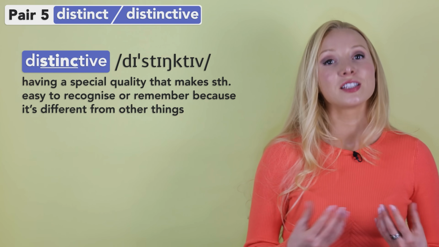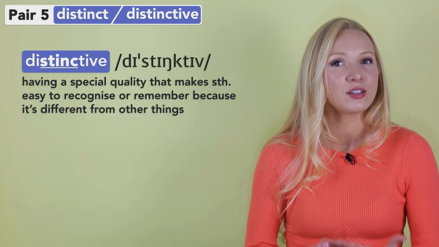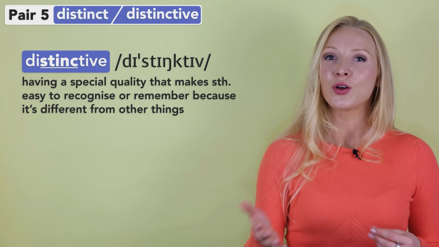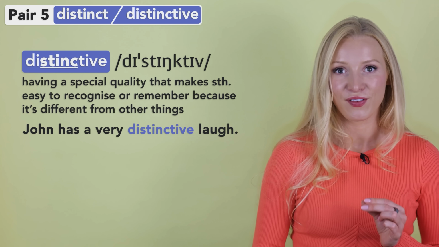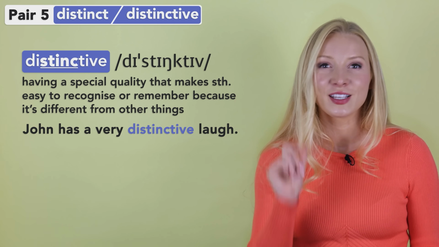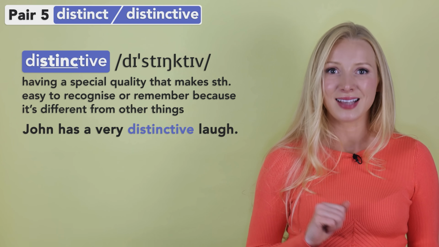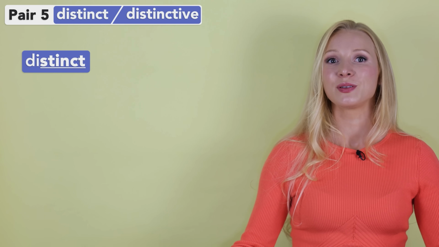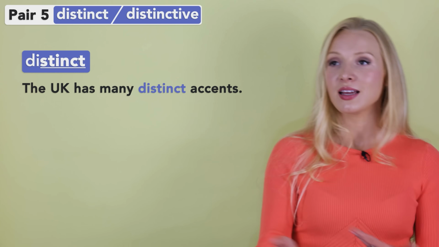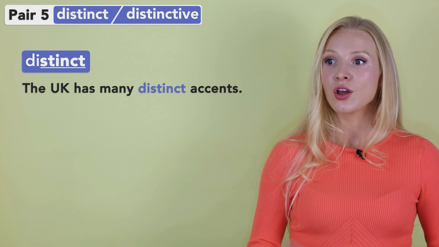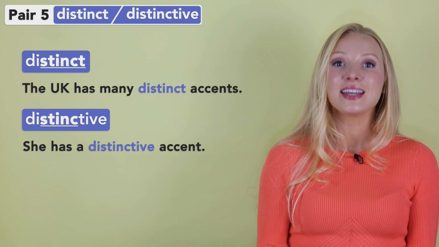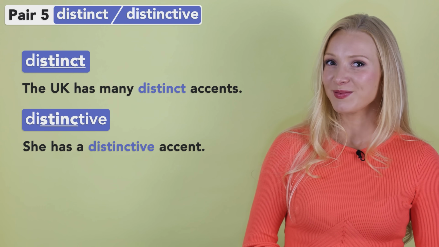Distinctive means having a special quality that makes something easy to recognize or remember because it's different from other things. For example, John has a very distinctive laugh. It's easy to recognize it's John even if I can't see him because I can hear his very unique laugh. It stands out. Let's compare now. Some examples. The UK has many distinct accents. Each accent is clearly different from any other. And she has a distinctive accent. The features of her accent make it easy to recognize where she's from. Is that clear? I hope so.